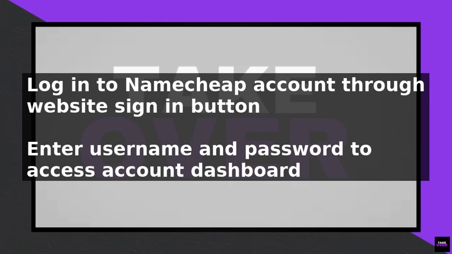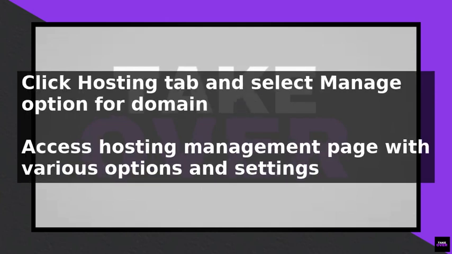Once you are logged in, click on the Hosting tab and then select the Manage option next to the domain you want to access cPanel for. This will take you to the hosting management page where you will see various options and settings. For your domain, look for the cPanel option and click on it to access the cPanel login page.